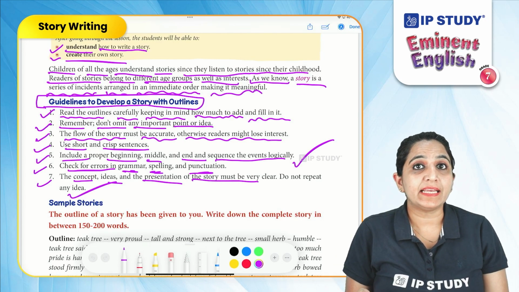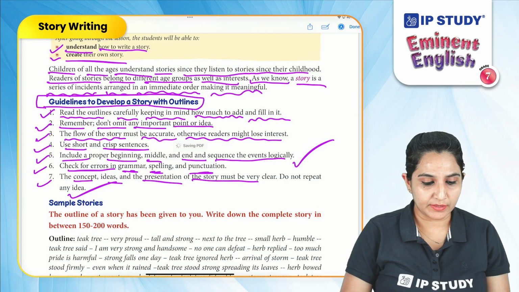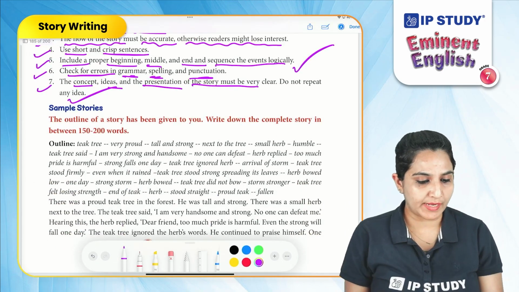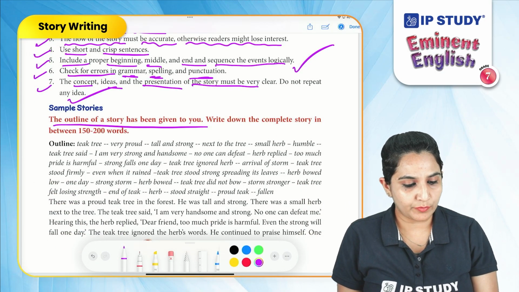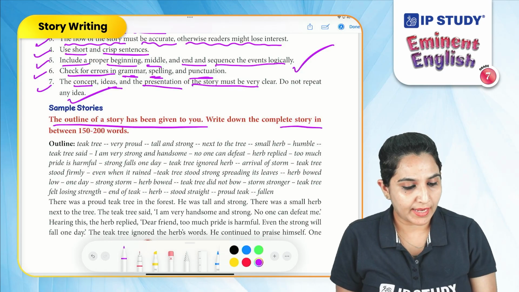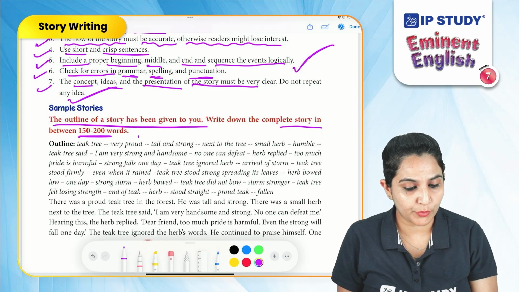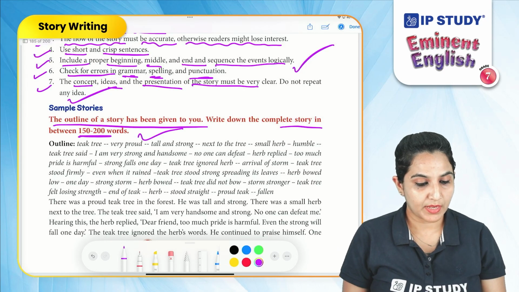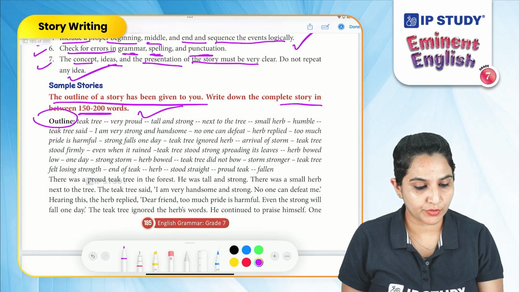Now we will read a sample story. Here the outline of a story has been given and we will write a story in between 150 to 200 words. So let us read the outline of the story.